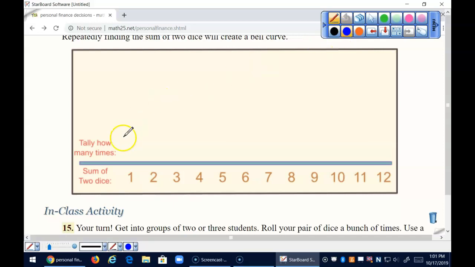So I'm going to make tally marks on the screen once I call on people. Right, that kind of thing. But you can write it however you want.